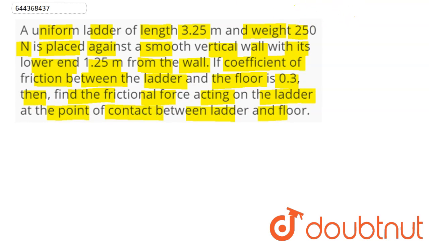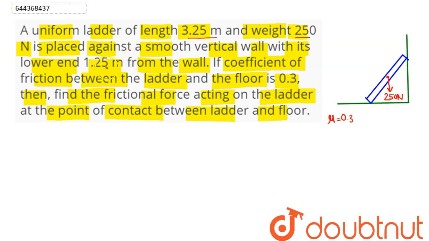So here we can say, suppose the wall is smooth and the floor is rough, and there is a ladder. This is our ladder given in the question. Now this is resting against this smooth wall, and between the floor and the ladder the coefficient of friction is given as 0.3. The length is given to be 3.25, and the weight acting in the downward direction of this ladder is 250 Newton.